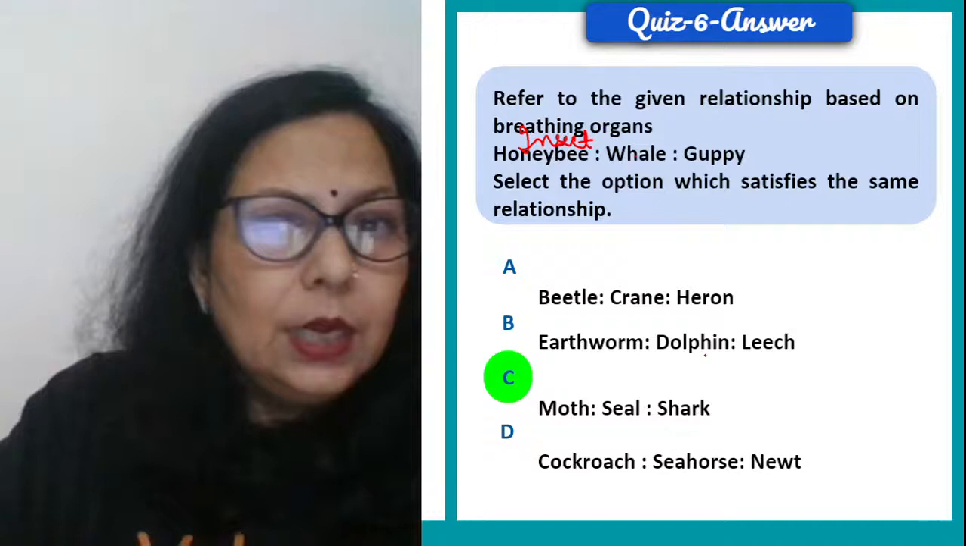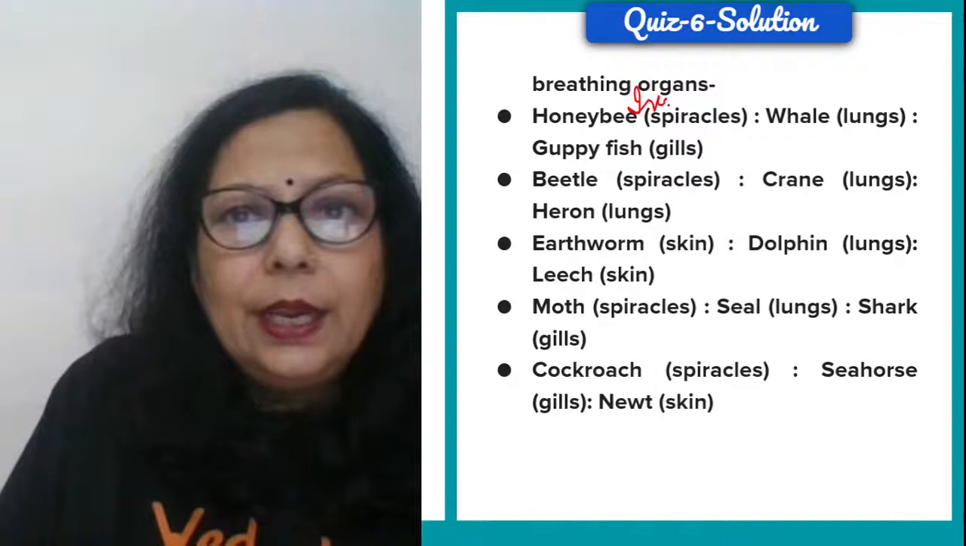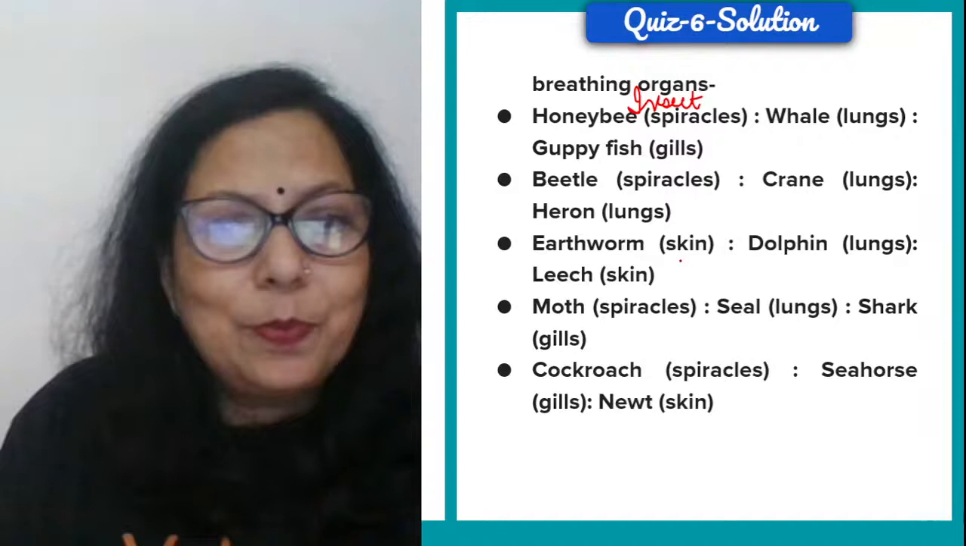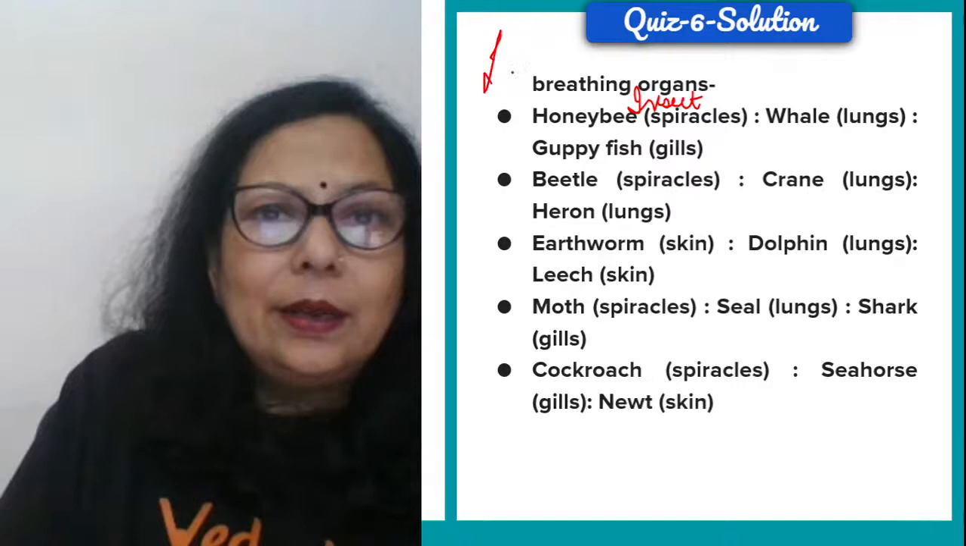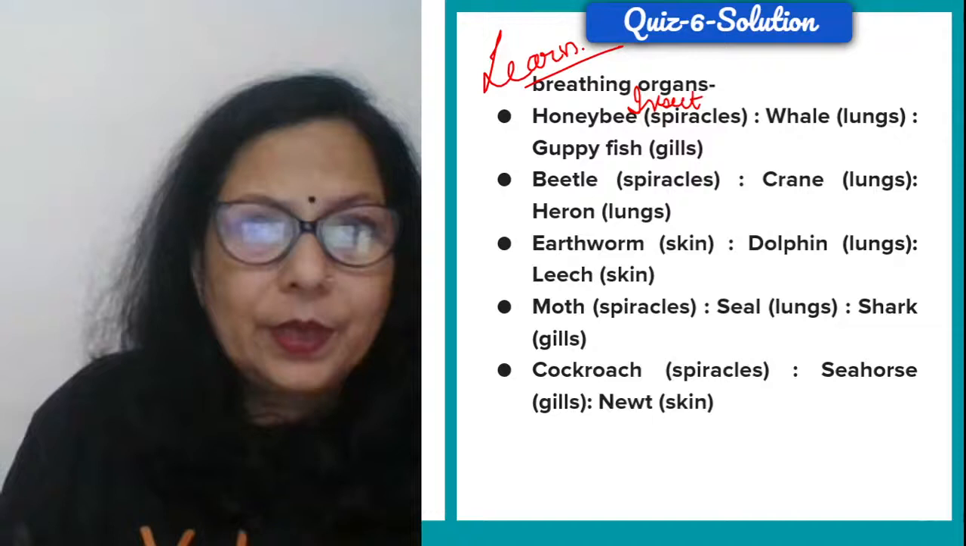See how breathing organs in insects, it's spiracles. Honeybee, spiracles; beetles, spiracles; earthworms breathe through skin; moth through spiracles; cockroach through spiracles. Children, why? Again, learn. It is important that through one question, I'm revising the entire chapter.